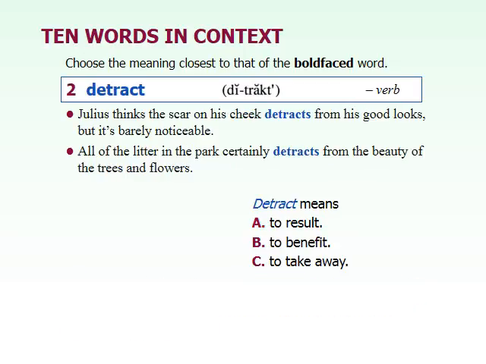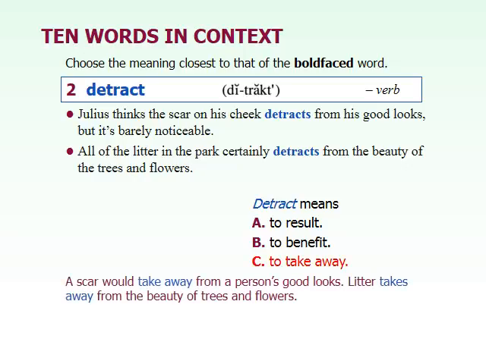The next one here is detract, and this one is a verb. Julius thinks the scar on his face detracts from his good looks, but it's barely noticeable. All of the litter in the park certainly detracts from the beauty of the trees and the flowers. So what detract means is to take away from.